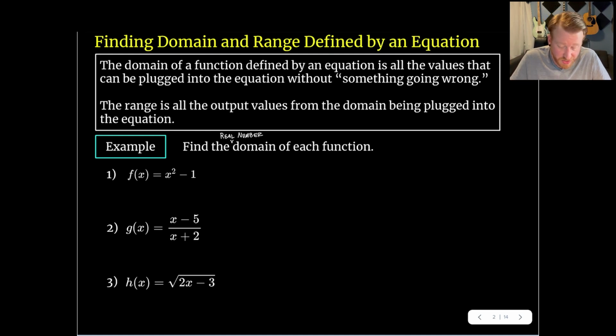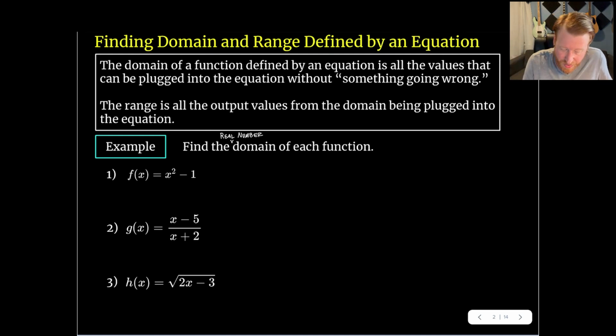I didn't mention the range. The range is all of the output values from the domain being plugged into the equation. That's a little bit weirder to find, and we won't do that so much in our homework for my class. For the most part, unless it's easy to see in this first example, it might be easier to see what the range is. But the range is, once we plug in all of those domain values, what are all of the output values?